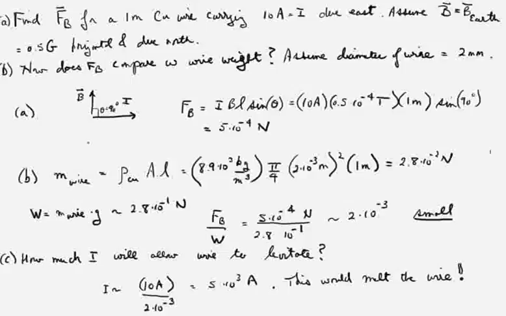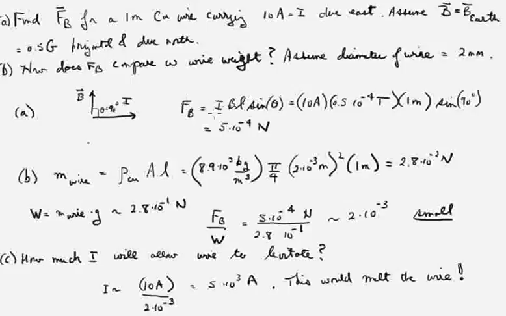So for part A, I have sketched here the I for the wire going due east, and the magnetic field going due north, like this in horizontal. And in that configuration, as we saw from the previous YouTube, the magnetic force on the wire would be straight up, opposite its weight.